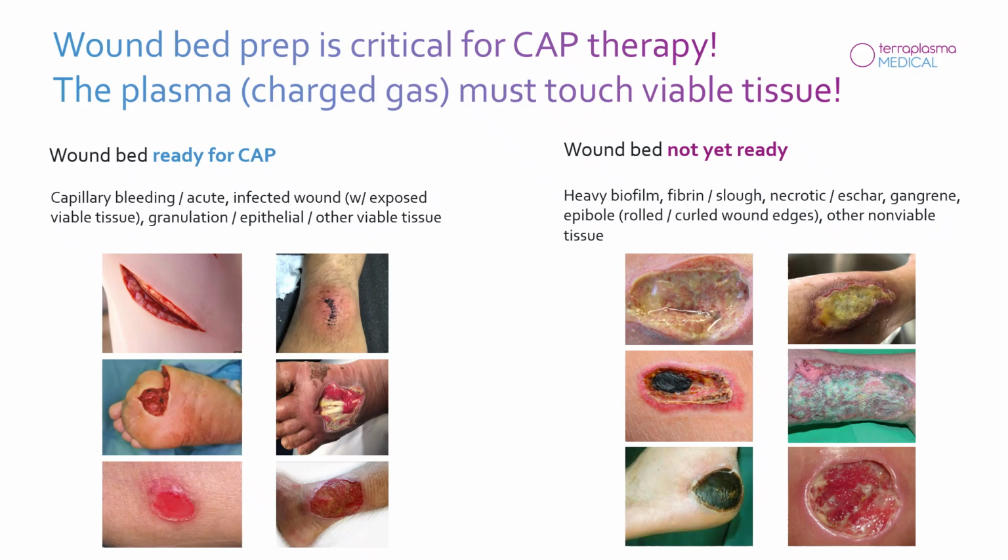On the other side, we see a wound bed that is really ready for CAP. It shows fresh bleeding, an acute infected wound with exposed viable tissue. It shows granulation. It shows epithelialization. It shows other viable tissue types.